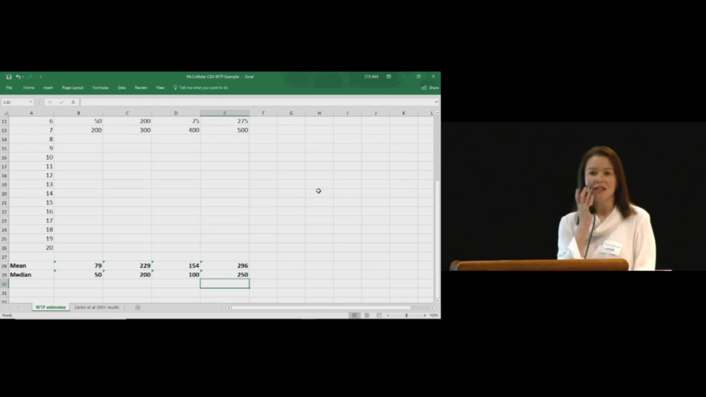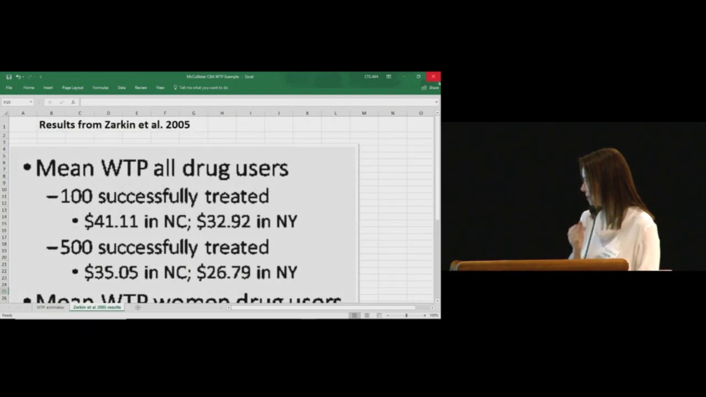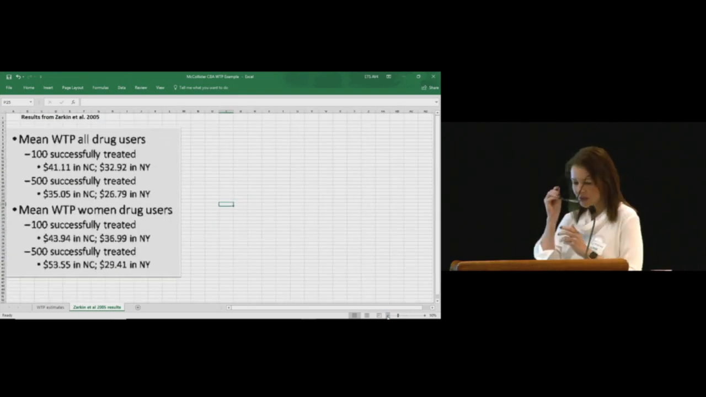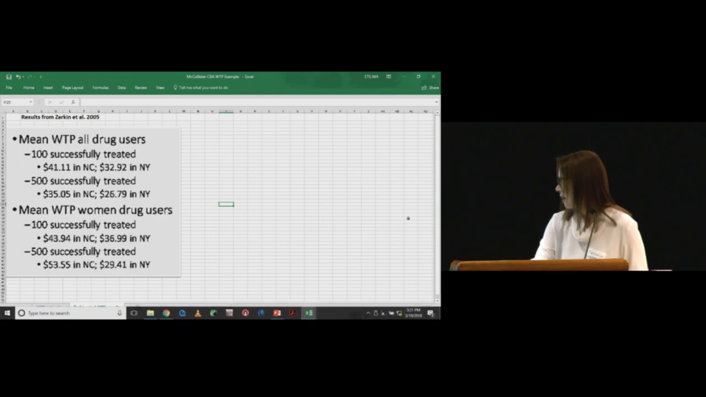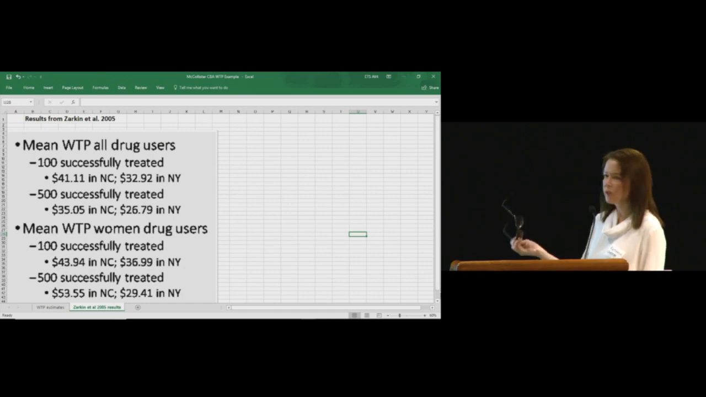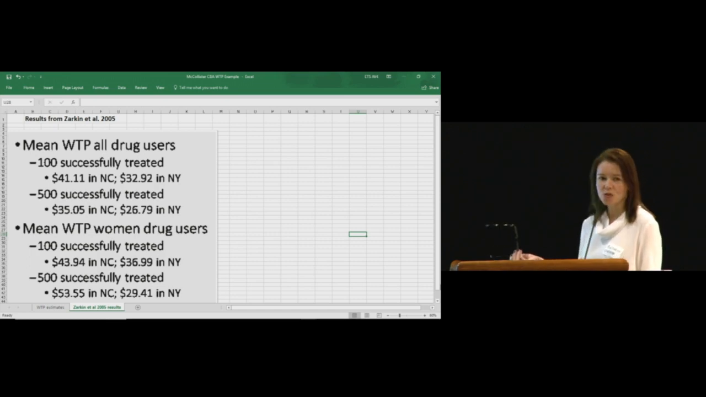What did the study find out? If you click on that other tab, these are the results. I did say this was a pilot study, but it just goes to show that the results don't always make sense. Here they found people were willing, different obviously in North Carolina versus New York, to pay 40 in North Carolina to successfully treat 100, and 32, 33 in New York. And curiously, a little bit less to treat more in North Carolina, and the same thing in New York.